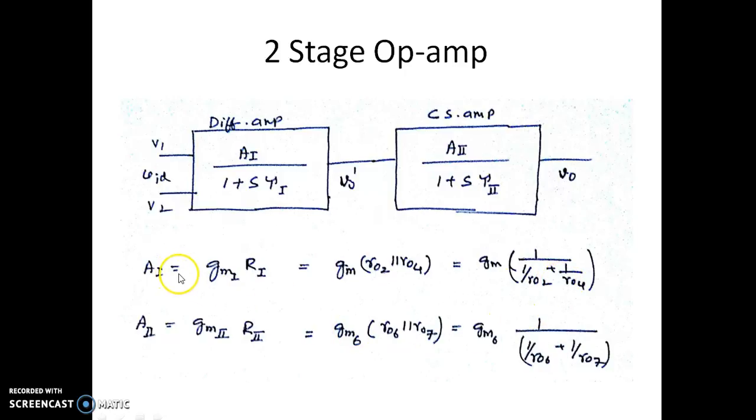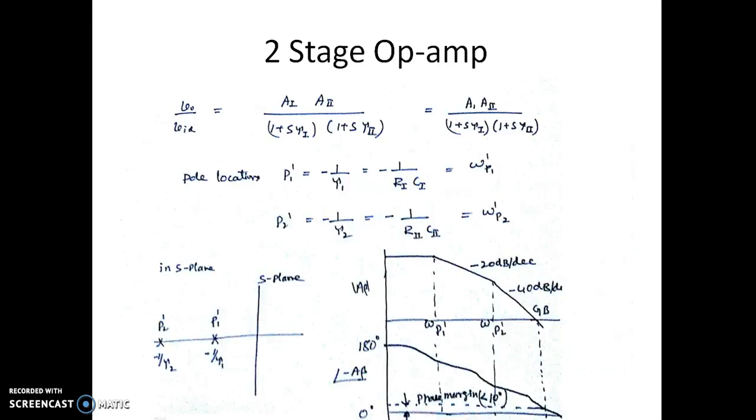So we have the expression for the gain of first stage and second stage and their pole positions with a time constant tau1 and tau2. So this is the block diagram representation of the two-stage op-amp.